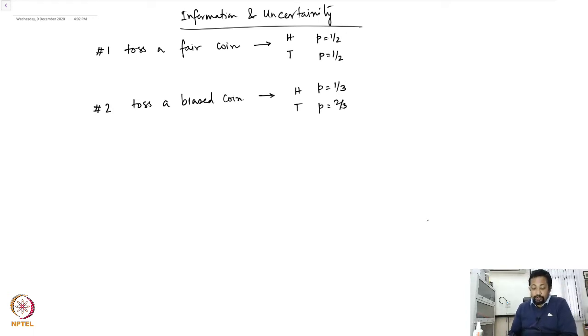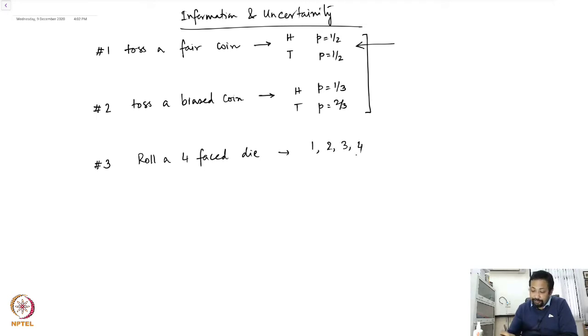So clearly, if you want to ask in which of these two experiments the outcome is more uncertain, you will say experiment number 1, because both of these events are equally likely to happen. In the second experiment, this is not true, because you know that the tail is most likely to appear more. Now let's do a third experiment where you roll a 4-faced die and the outcomes are 1, 2, 3 and 4. If you are now asked to compare between these three, you will say experiment number 3 is the most uncertain, because the number of outcomes is more. Therefore, it's more uncertain for me to predict which outcome is going to come.